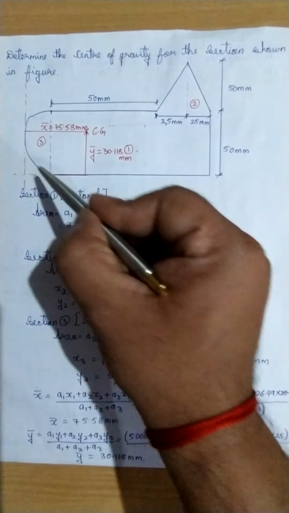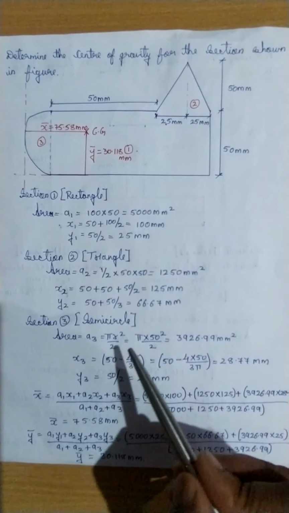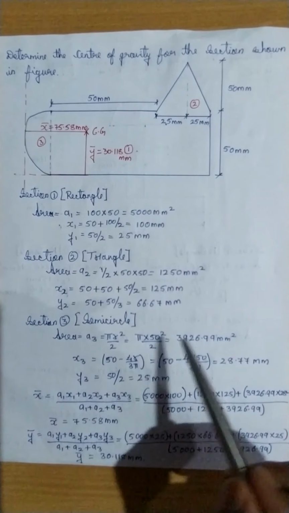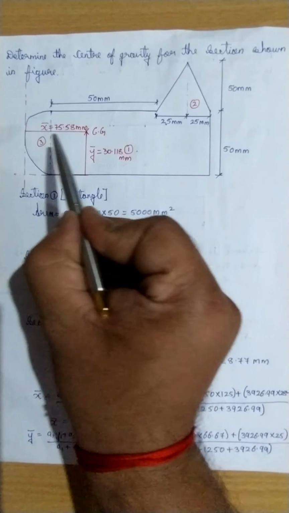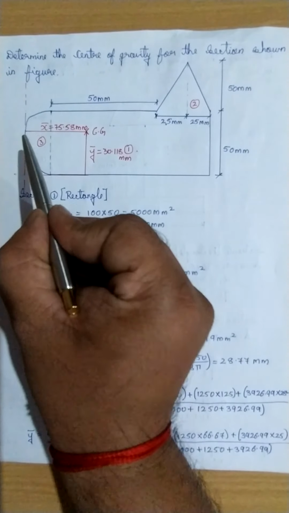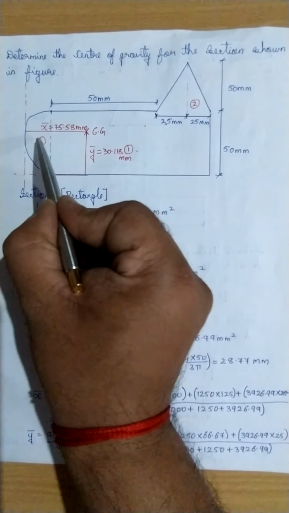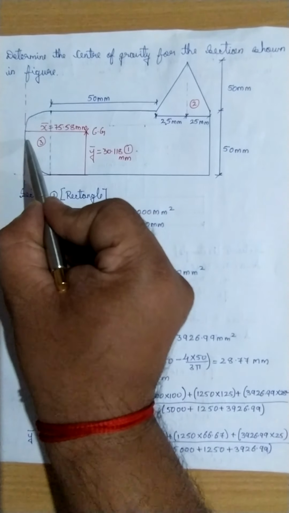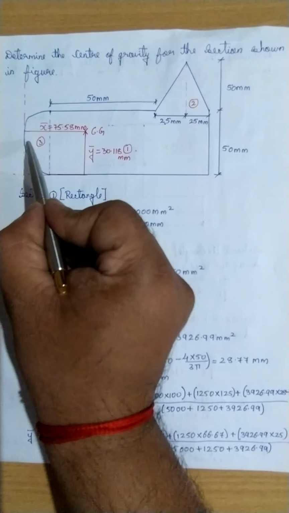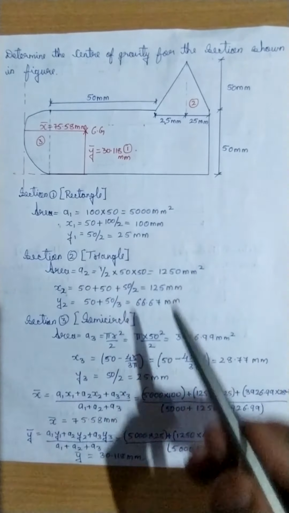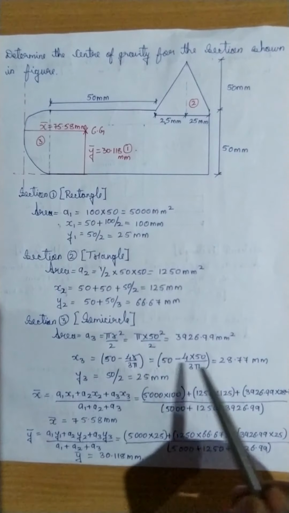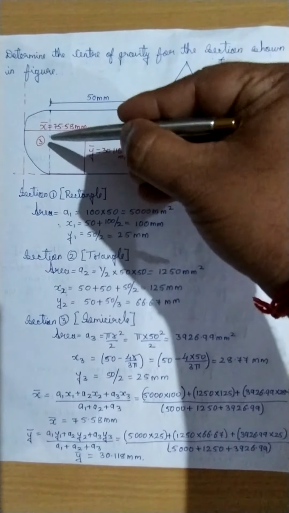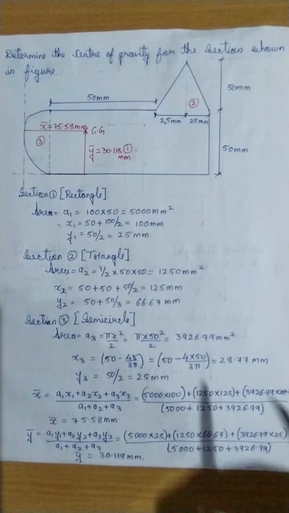Next is the semicircular section. Area is pi r square by 2, where r is taken as 50 by 2. Then substituting, we get this answer. Then x3 is from this distance, from here to here. In the previous case we have solved the distance from here to here, which is 4r by 3 pi. I want the distance from here to here, so it will be the total minus 4r by 3 pi. So it will be 50 minus 4r by 3 pi, which works out to be so much. Y bar again will be at half the distance, so y3 is equal to 50 by 2, 25 mm.